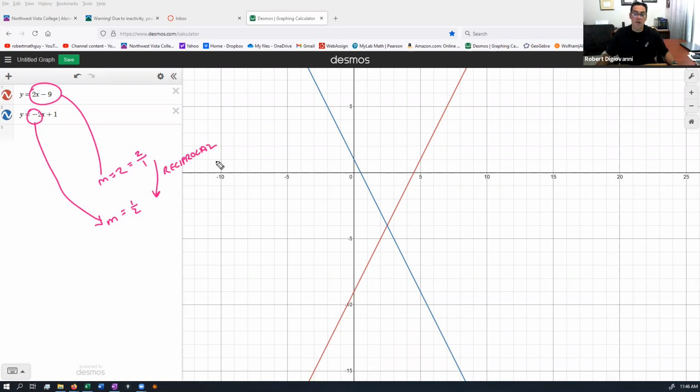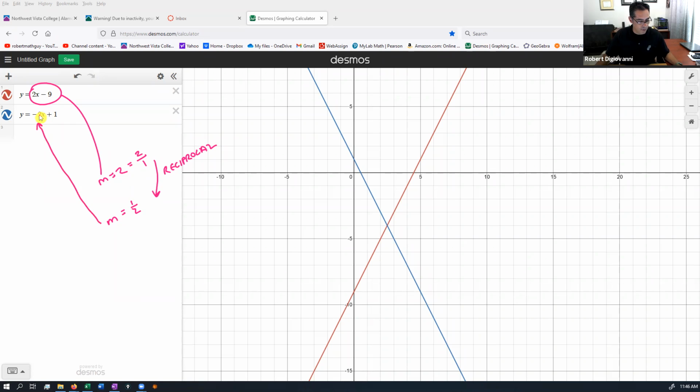Okay, so Bonnie thinks maybe it's the reciprocal. We know it's not the opposite, right? If we start with 2, we take negative 2, it doesn't work. So Bonnie said, let's try the reciprocal. Let's do the reciprocal, 1 half, here. What do y'all think? Is it going to work?